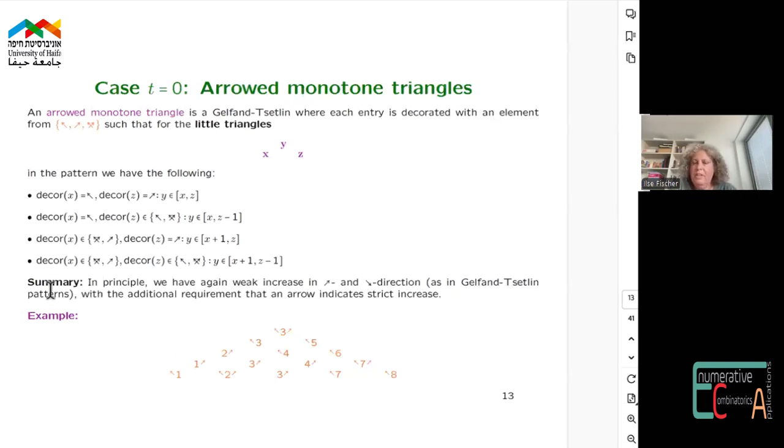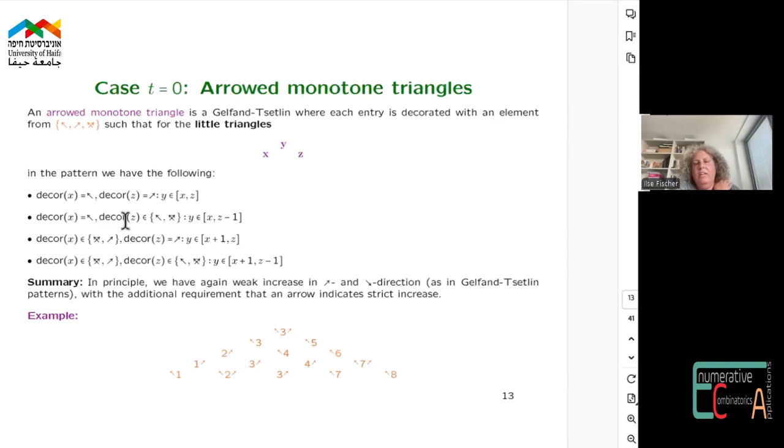In principle, we again have a weak increase in northeast and southeast direction, but we have the additional requirement that an arrow indicates strict increase. And this is also what I wrote here in a more complicated way. So for each little triangle, x, y, and z, we have the condition that, for instance, if the decoration of x is a left arrow and the decoration of z is a right arrow, then y has to lie in the interval x, z.